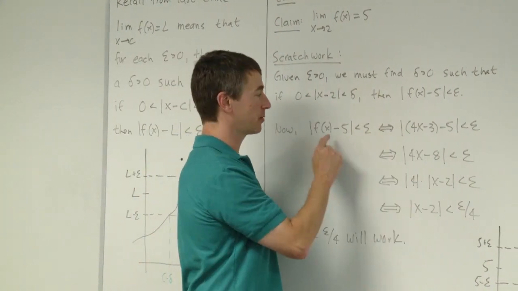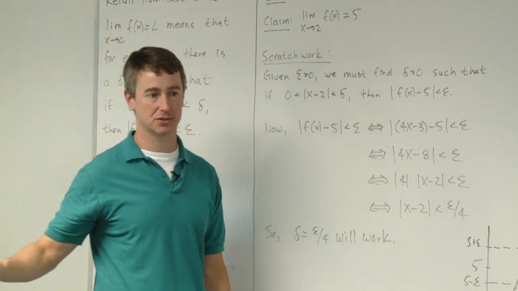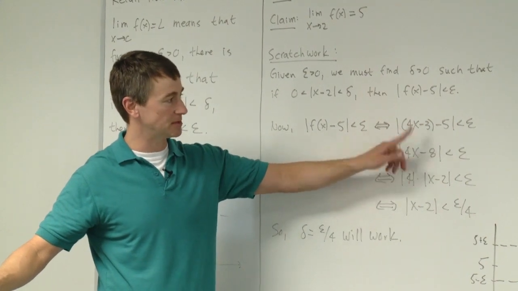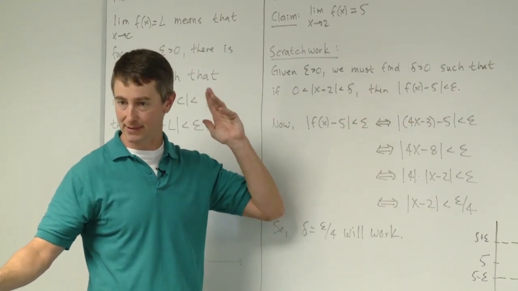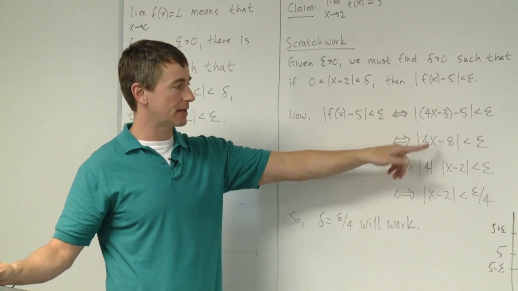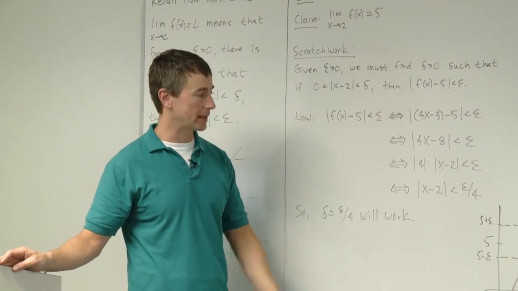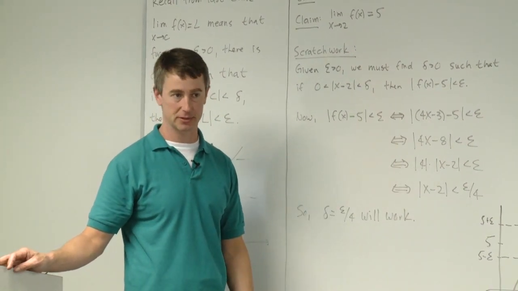So what did we do last week? We replaced f of x by its formula, 4x minus 3. And the natural thing to do seemed to be to combine the 3 and the 5 and get 8. And then people last week said, oh, well, we can factor out a 4 there. And we can, using this rule about absolute value that we talked about last week.